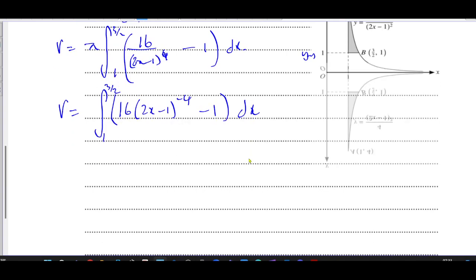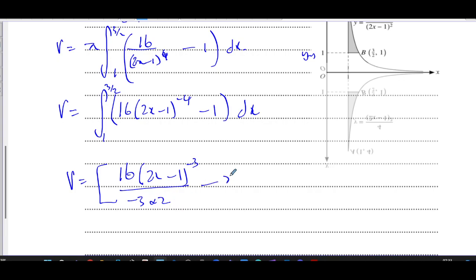When we integrate something like this, we can do it by reversing the chain rule, because outside the function is something of the form of the differential of what's inside the function. You differentiate 2x minus 1, you get a constant. There's a constant outside it, and that's fine. So V equals, when I integrate it now, 16 times (2x minus 1) to the power of minus 3, over minus 3 times 2.